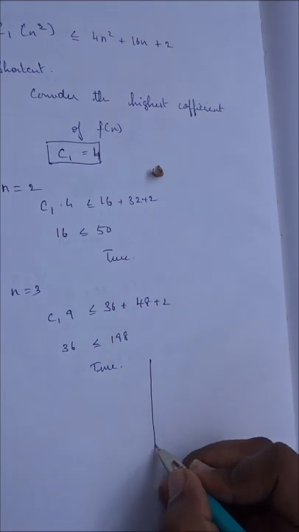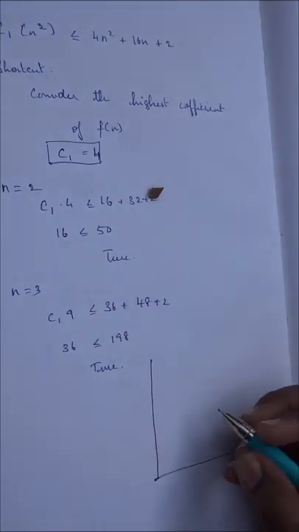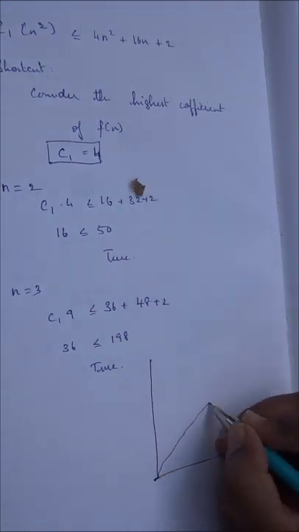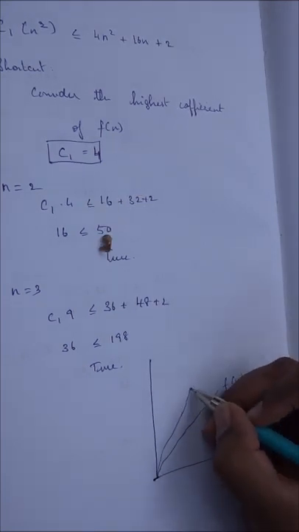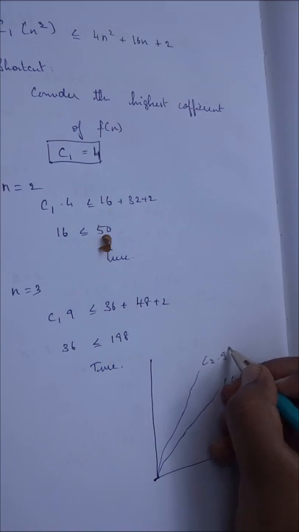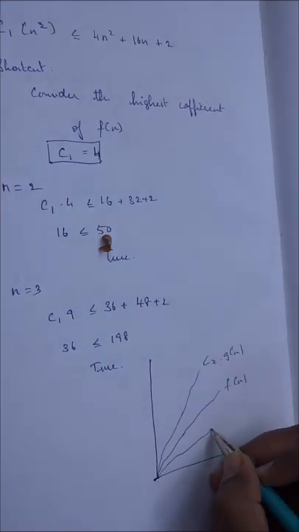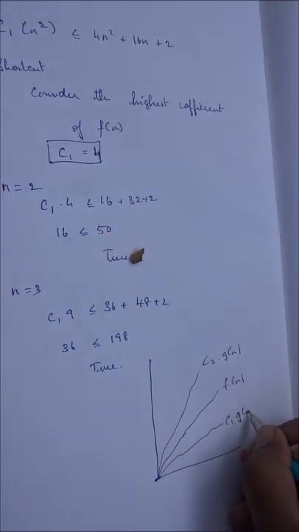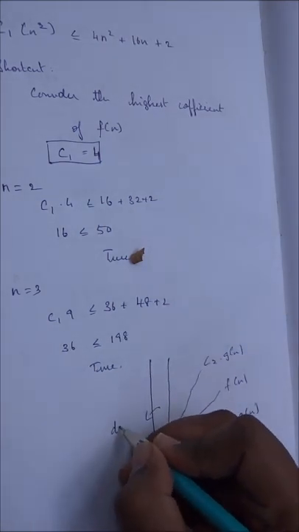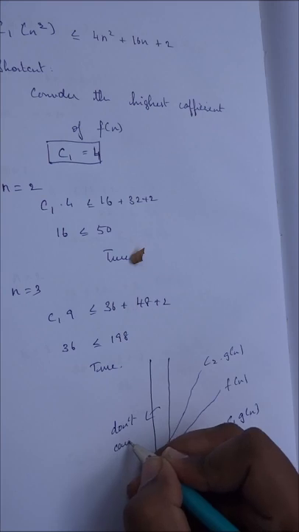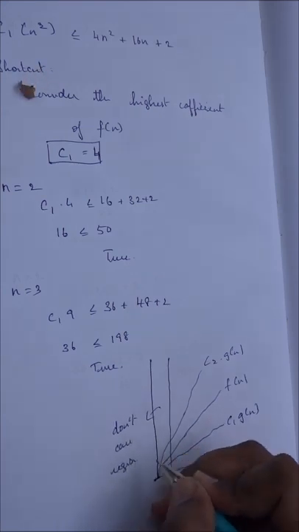When we draw the graph for these equations, we get this has to be f of n. This is a higher bound, that is C2 into g of n, and this is a lower bound, C1 into g of n, and we get the don't care region. That's it for big theta.